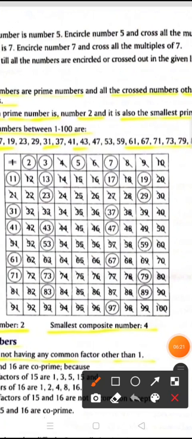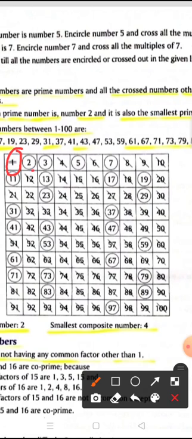Here you have seen this is the table of Eratosthenes. How do we do it? Let's see. Here you have seen 1. In the 1 there are 2 horizontal parallel lines. It means 1 is neither prime nor composite.